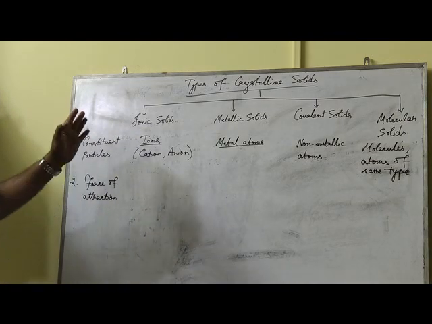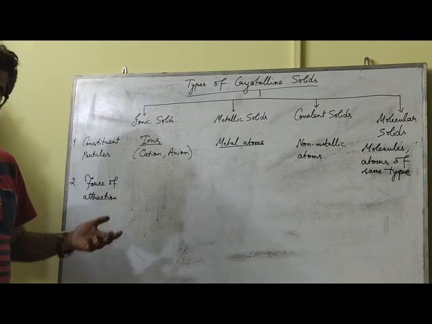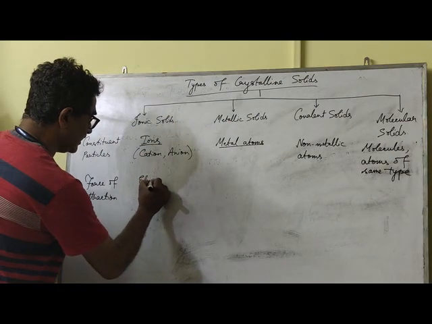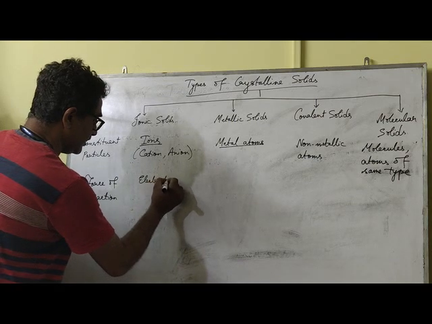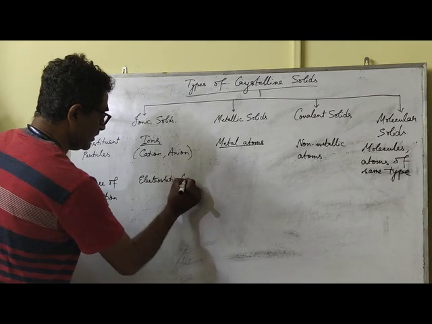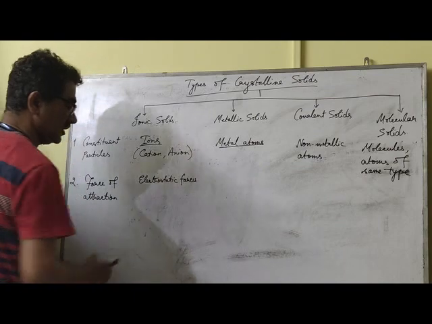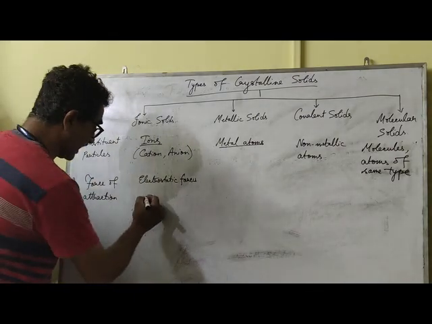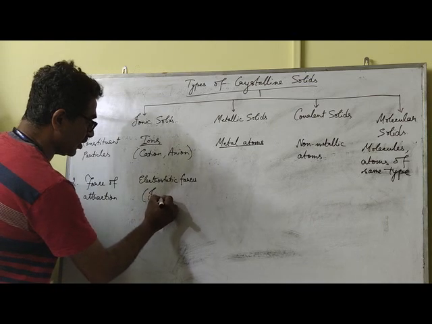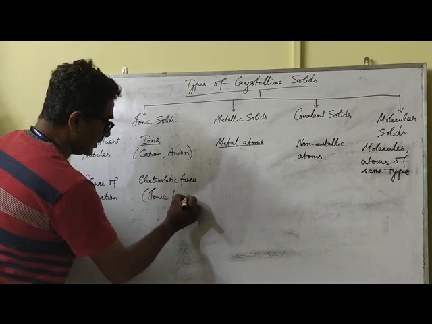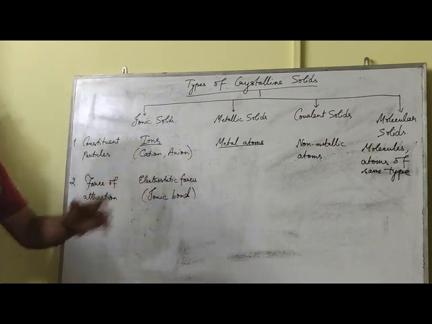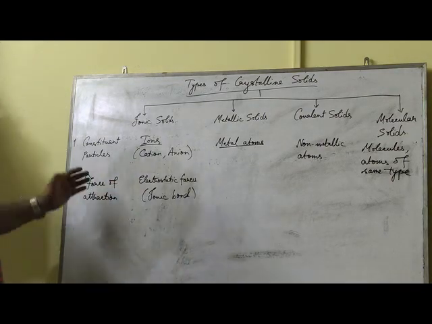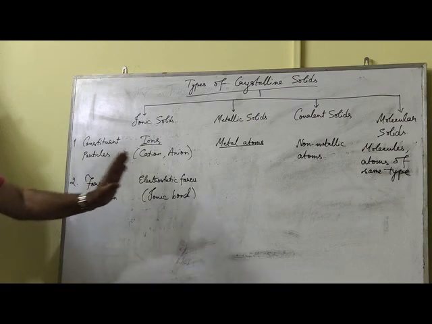You see, the force of attraction in ionic solids are obviously electrostatic forces. Because of the ions present, the cation and anion, remember, it's also called ionic bond. We call it ionic bond, however, internally, obviously, it's electrostatic force. So the force of attraction in ionic solids are electrostatic forces.